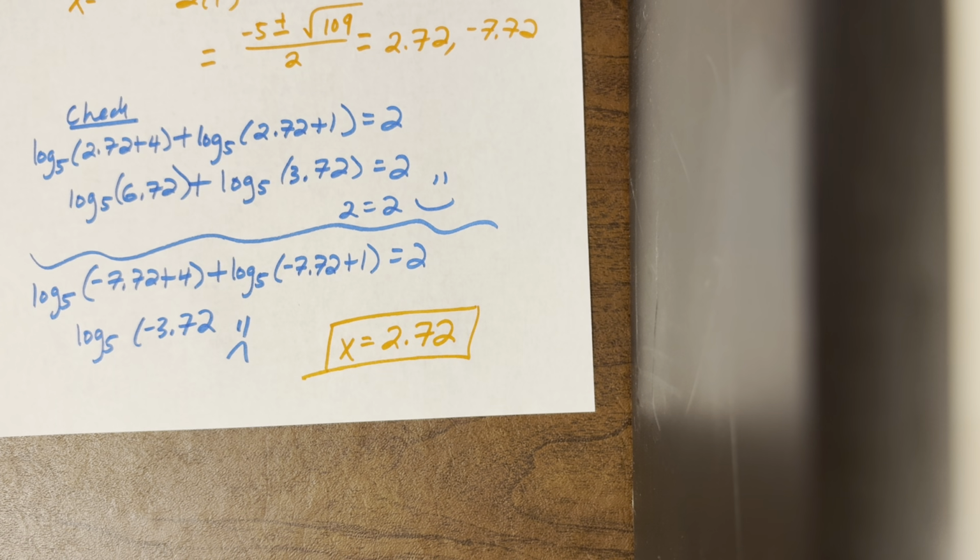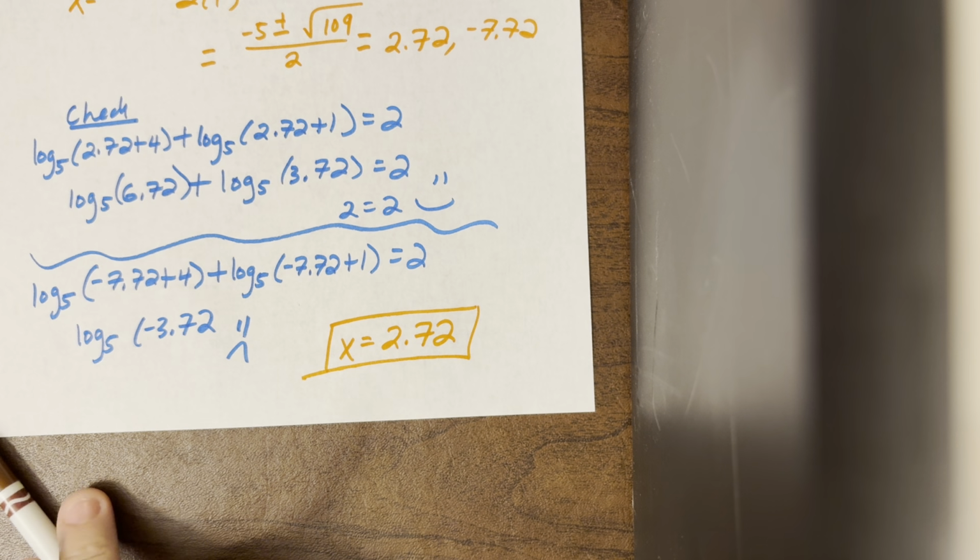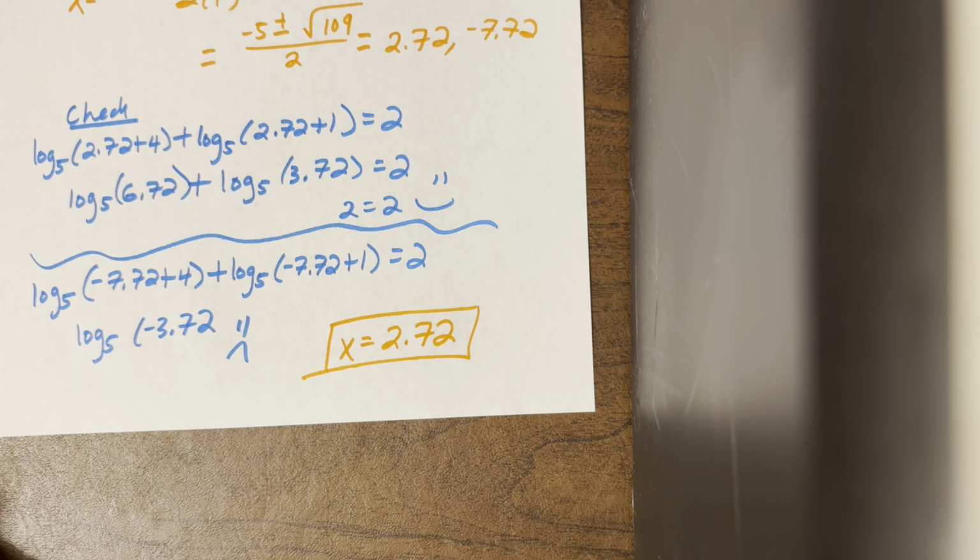Now, that's not to say you can't get a negative solution. It just depends on the problem. So don't get something like x equals negative 1 and say, oh, it doesn't work, because it might. You just don't know. It depends on what the problem is. So just be careful of that and always check your solutions.